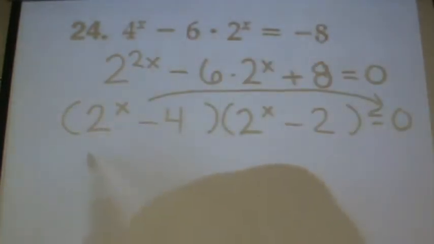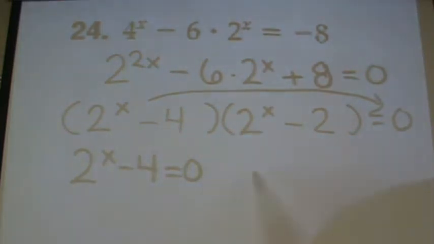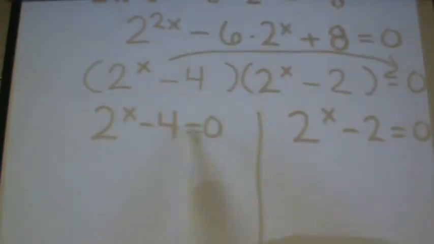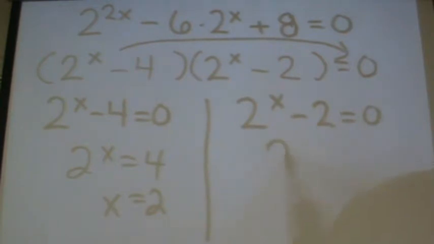So if you set 2 to the x minus 4 equals 0, and 2 to the x minus 2 equals 0, I want you to solve for x. These you can do in your heads. Add 4, 2 and 1. So x is 2 on this side, and it's 1 on this side.